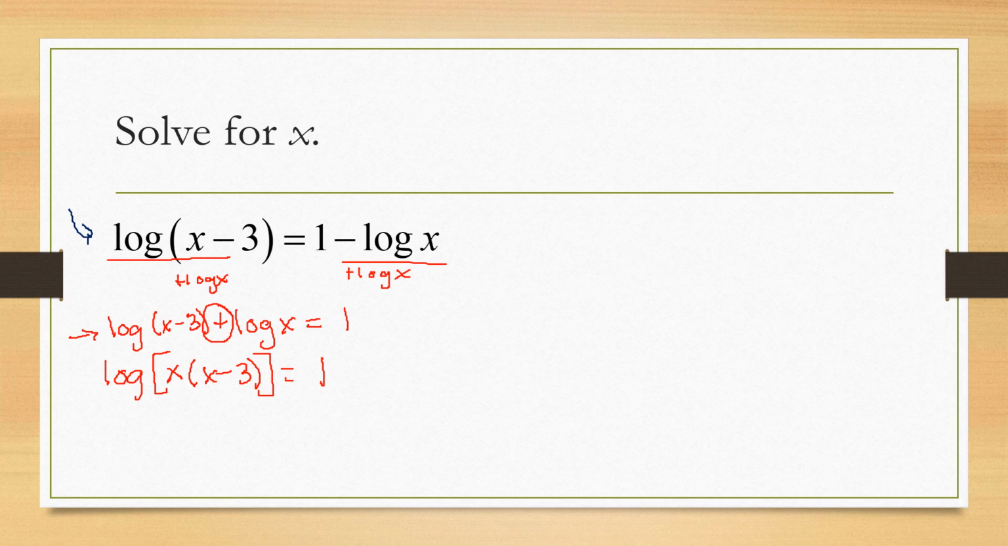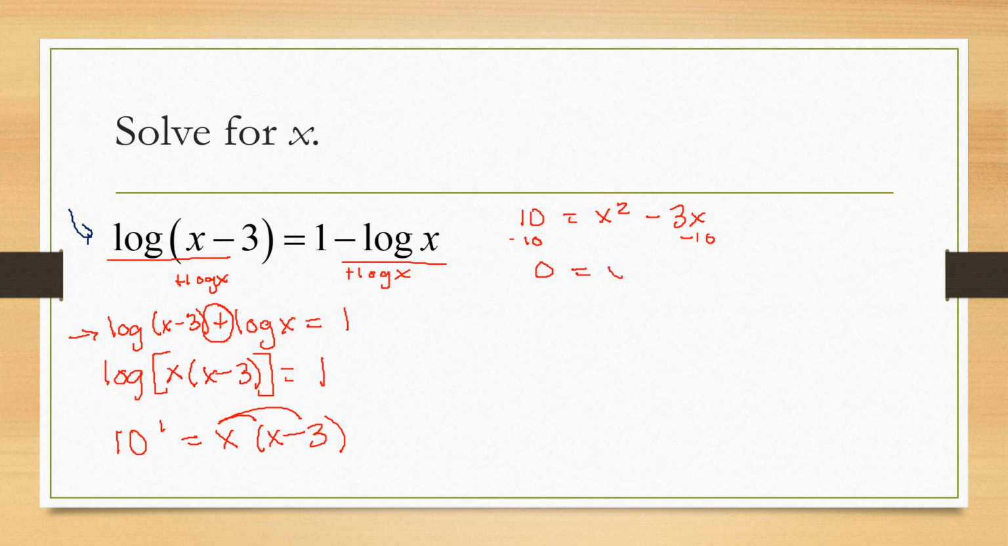Now I'm going to rewrite this as an exponential equation. Remember, our base is 10. So this is going to be 10 to the first power is equal to x times x minus 3. We're going to solve that equation. To do that, we're going to distribute this x. So 10 to the first is 10, and that equals x squared minus 3x. Now if I subtract 10 from each side of the equation, that gives me a quadratic: 0 equals x squared minus 3x minus 10. And I can solve that by factoring.